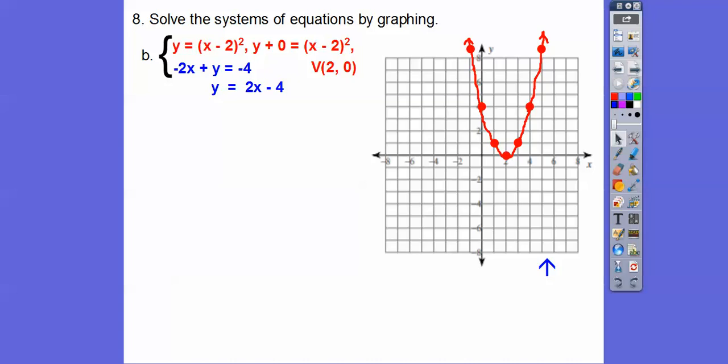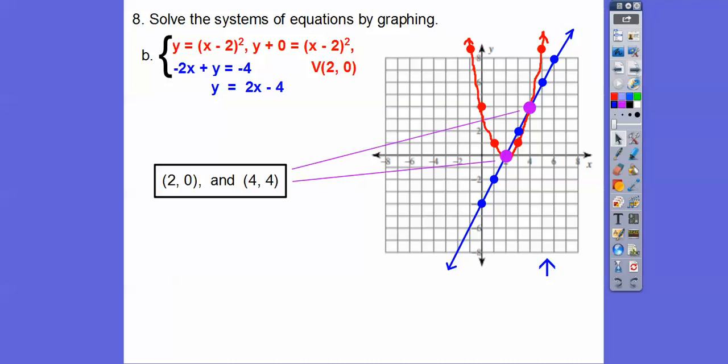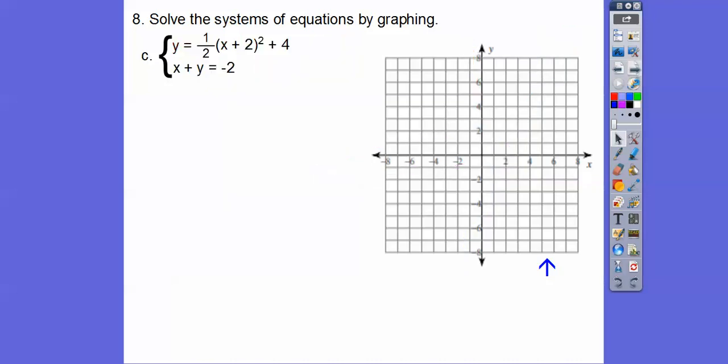Okay, and then this line right here, we're going to go down to -4. Okay, put a point right there, and then up 2 over 1, up 2 over 1, up 2 over 1. So there it is. So there's my intersection points right there. Okay. All right, so here's another one here, you guys.